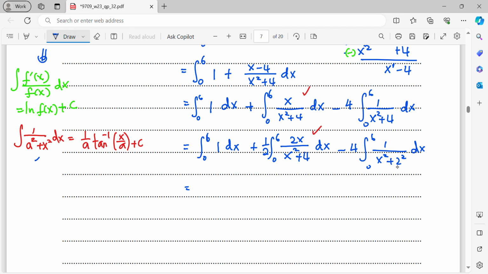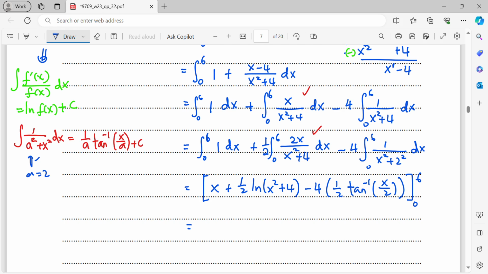When we integrate 1 dx, it will be x. I will group all together because they are sharing the same limits. Then the second integration is going to be half ln x squared plus 4. The third integration is minus 4 integrate 1 over x squared plus a squared. Your a is 2, so I will be getting 1 over 2 inverse tangent x over 2. There's no plus c here because you are given definite integrals.